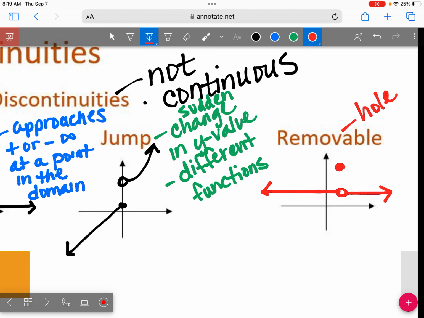So now that we have gone through the 3 different types of discontinuities, let's identify them. We're going to figure out where they occur and what type it is. So let's look at these 6 graphs below and identify the different types of discontinuities that we see.